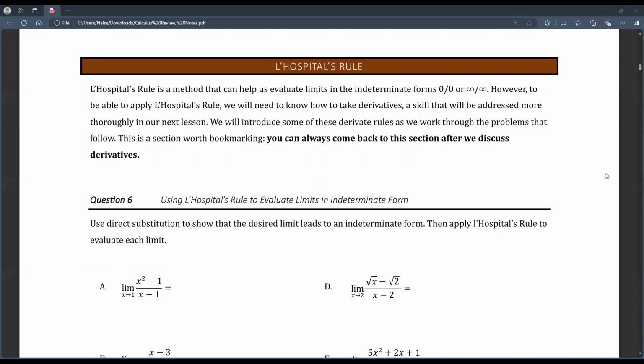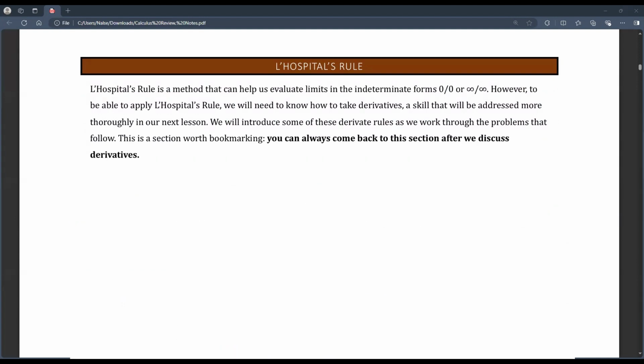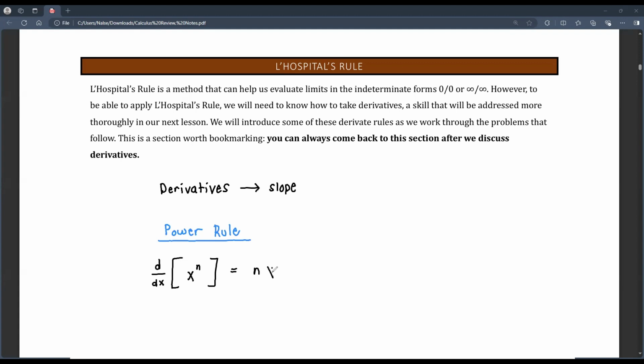This is an advanced technique that requires using derivatives, a skill that will be addressed more thoroughly in our next lesson. For now, we will introduce the basics behind derivatives. The derivative of a function tells us about the slope of the function at any point. One way to find a derivative is through power rule, which works whenever x is raised to some power. We bring down the power as a coefficient, then lower the new power by 1. For example, if x is raised to the 5th power, then the derivative is 5 times x to the 4th.